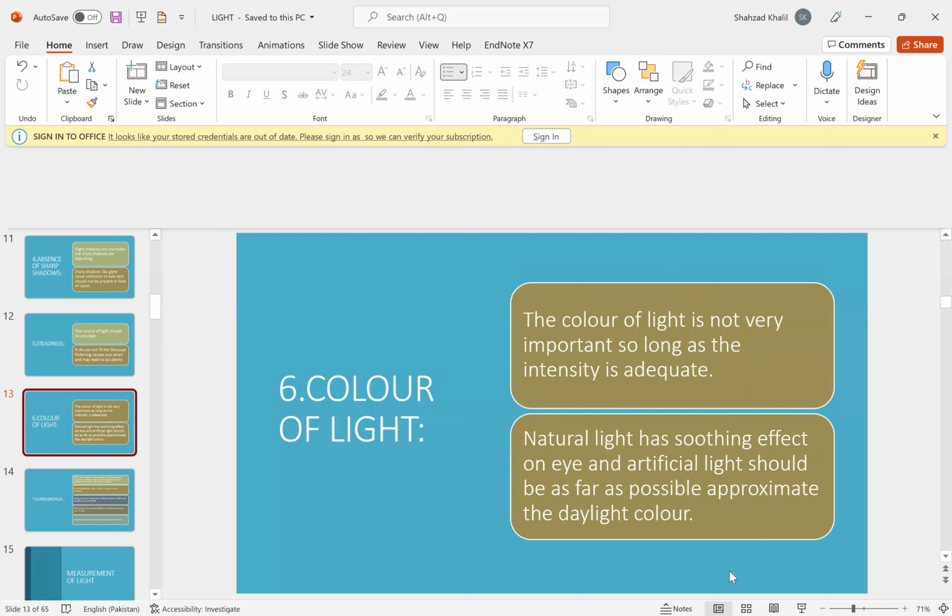Color of the light. It is not very important so long as the intensity is adequate. Natural light has a soothing effect on the eye, and artificial light should as far as possible approximate the daylight color.